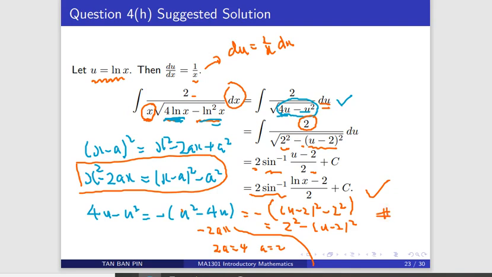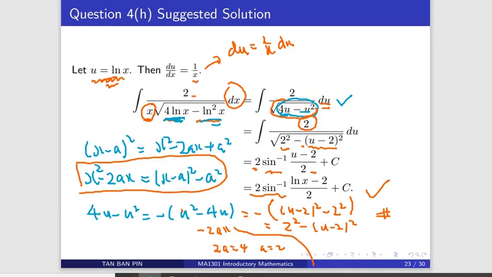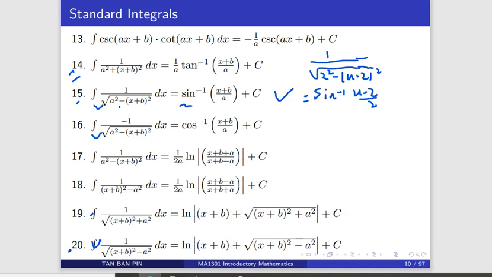So you'll find that for this question, besides doing this substitution, whenever you see a quadratic expression, you think of formula 14 to 20. Since it involves a square root sign, you'll be thinking of formula 15, 16, or 19, 20. And because after completing the square it is negative, it's 2 squared minus (u minus 2) squared. So it fits into formula 15.